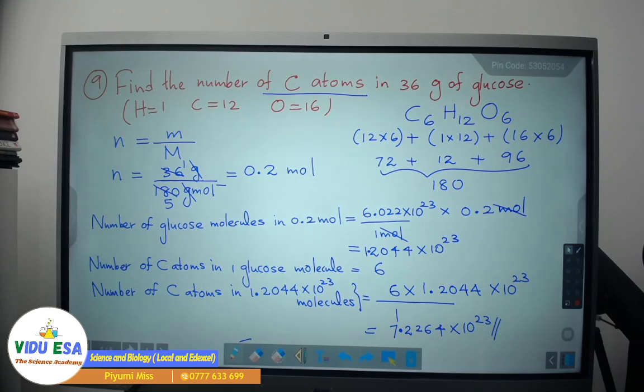Right. And next one, I will give you something different, not difficult, a different one. Different means now always we were given the mass and we were asked to calculate the number of moles or molecules or atoms. So we'll do one the other way around.